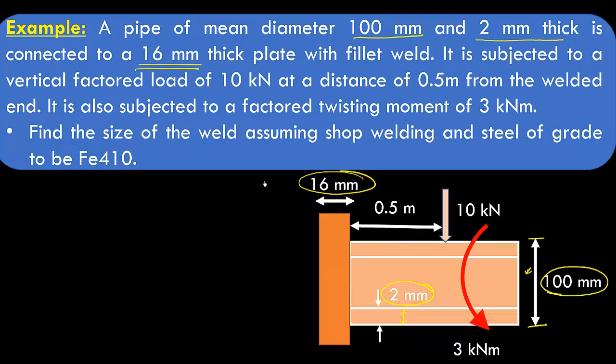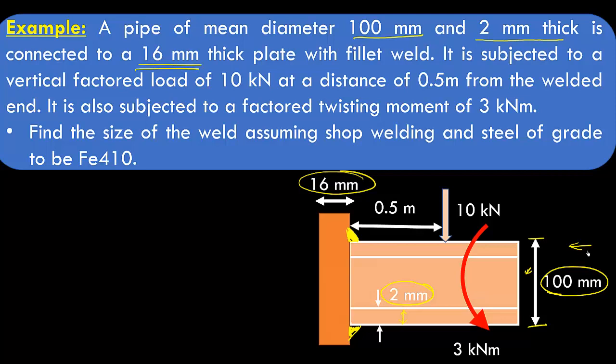And we have to use fillet weld for this connection. So what we are doing is we are making a fillet weld at this point, and we are also making another fillet weld on this side. So basically if you see it in circular form, or if you see from this direction, you will have a circular area, and you are basically welding all along the periphery of the circle.